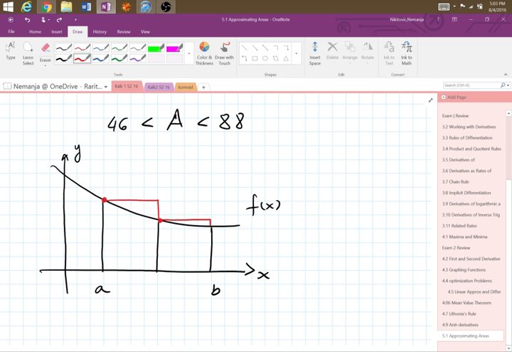Now what I'm going to do in purple is add more rectangles. So see, now instead of having 2 black rectangles, I'm going to have 4 rectangles that I can draw from left points. The first one will be here, the second one will be here, the third one will be here, and the fourth one will be there.